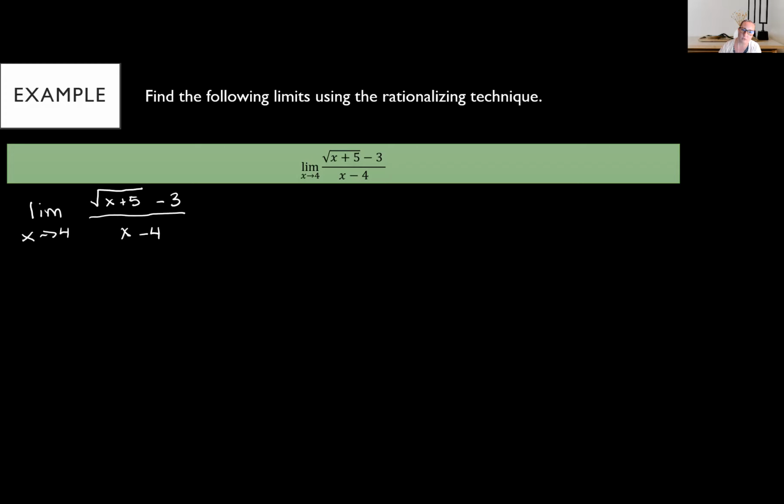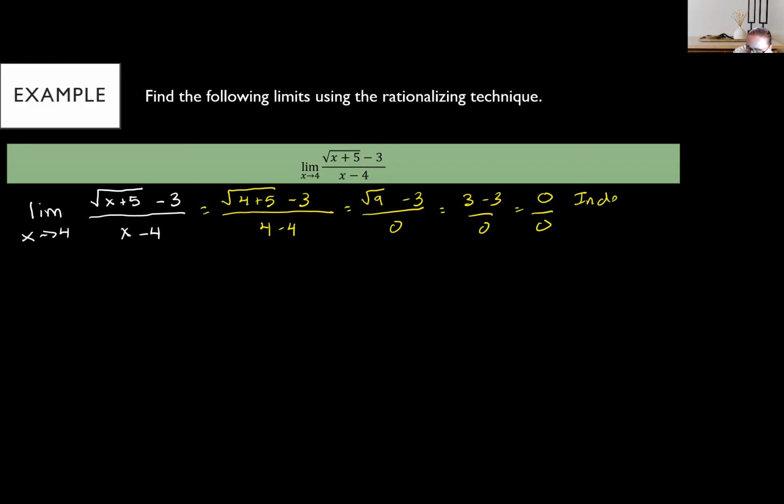I can plug 4 into there. I'm totally okay. But just to demonstrate what happens here, if I try direct substitution and plug in 4 for x, I'm going to do this in a different color so you can see. We end up with the square root of 9 minus 3 over 0, and 3 minus 3 over 0. You end up with 0 over 0. And this has a special name. This is called indeterminate form.